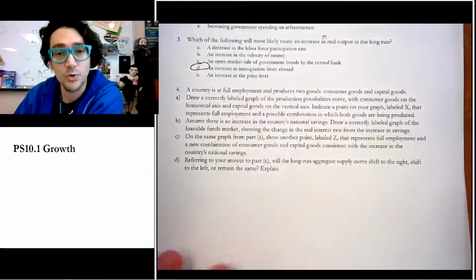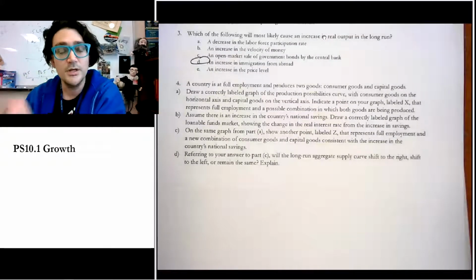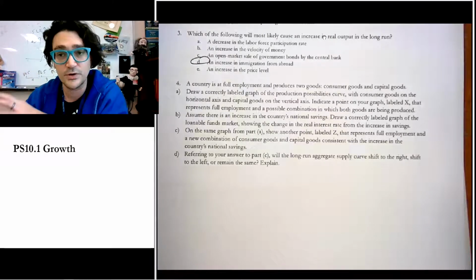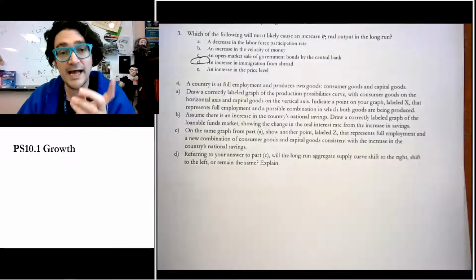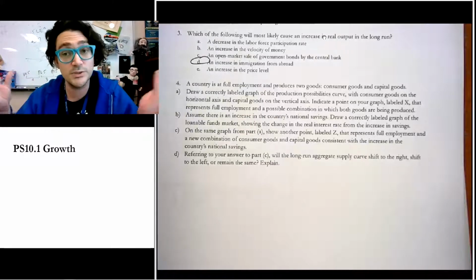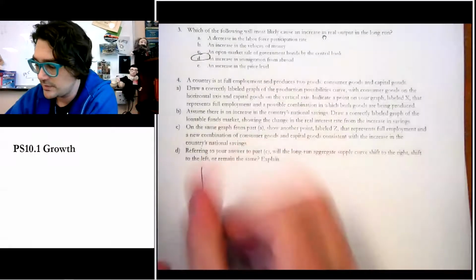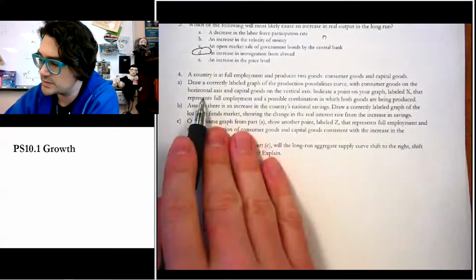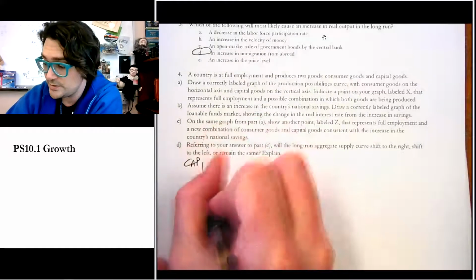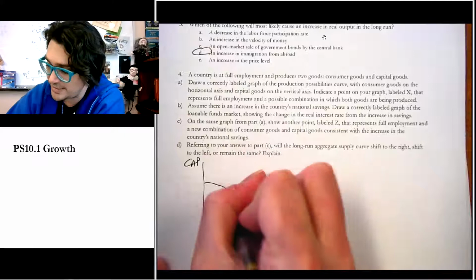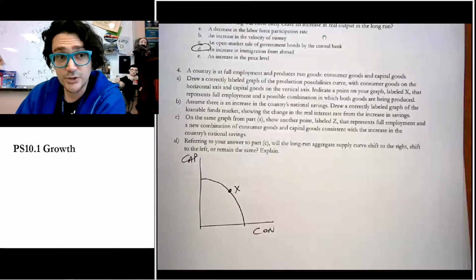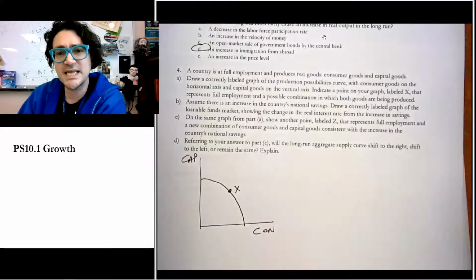A country is at full employment, makes two goods, consumer and capital. Draw a PPC with consumer on the horizontal and capital on the vertical, and indicate a point in your graph labeled X that represents full employment and a possible combination in which both goods are being produced. All right, so a PPC, and they say to put consumer on the horizontal. And so capital is up here. So we'll put a point X here.